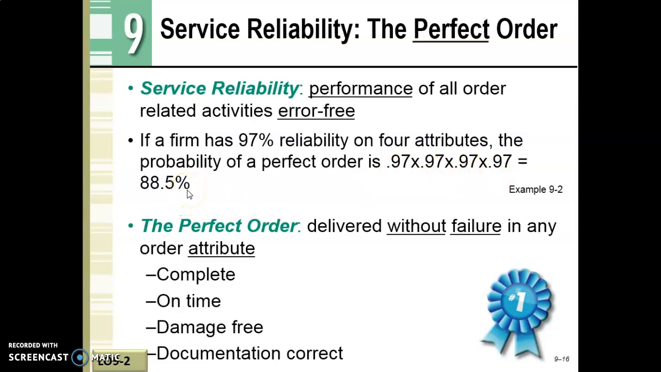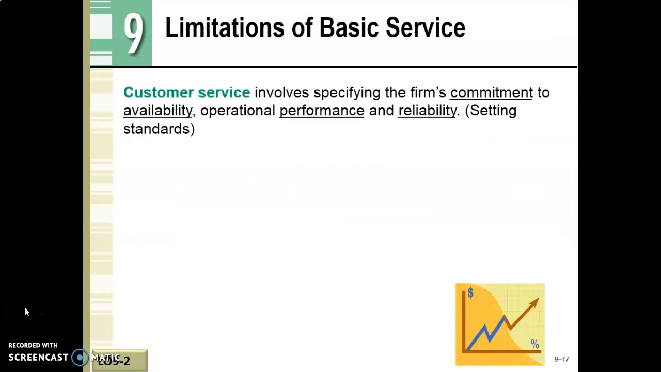So far we've been talking about the base of the triangle, basic service, and in that level, customer service involves specifying the firm's commitment to availability, getting the product when and where the customer wants it, operational performance, and reliability. So that's what we use to set standards. The fundamental question is, how much basic service should the operational system provide? In other words, what is the base amount needed to satisfy the customer?